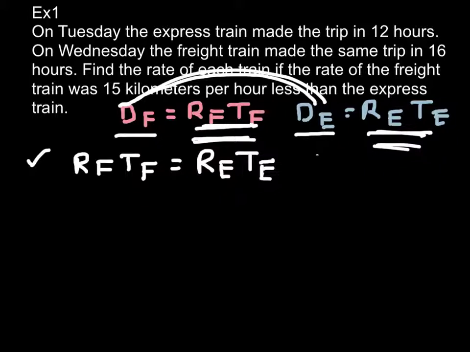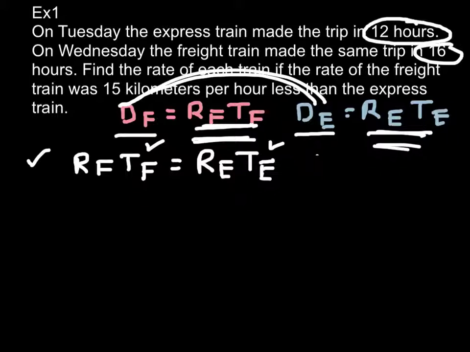What else do we know? It says that the express train made the trip in 12 hours. So what's the time? The time of the express train is 12. What's the time that it took the freight train? 16. So I know the times, I know these things right here. So I'm going to substitute 12 and 16 in for them.